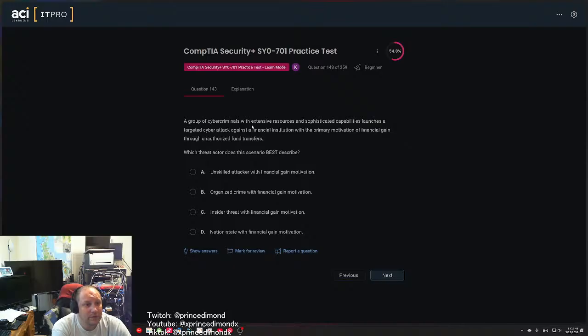A group of cyber criminals with extensive resources and sophisticated capabilities launches a targeted cyber attack against a financial institution with the primary motivation of financial gain through unauthorized funds transfers.